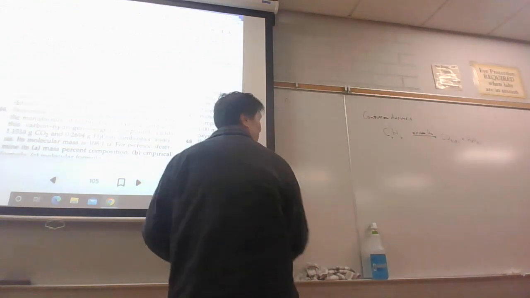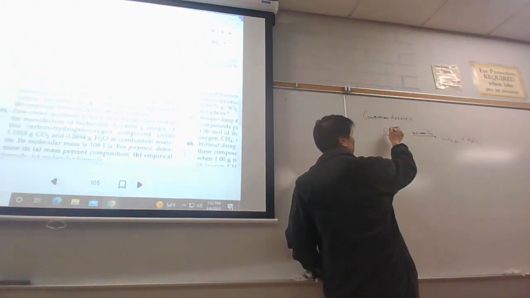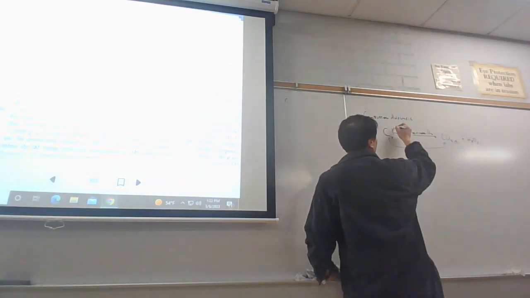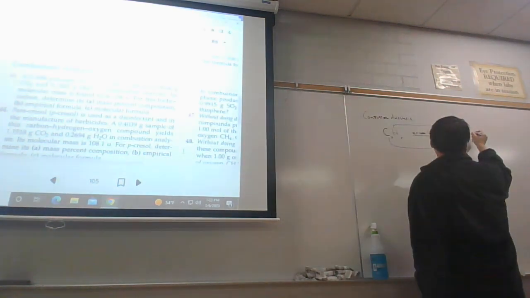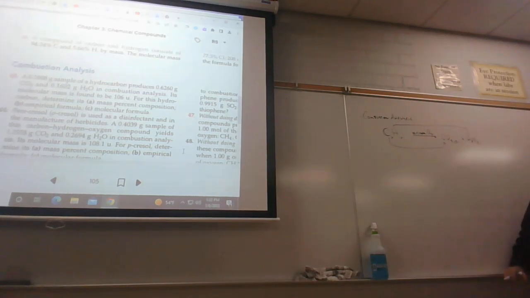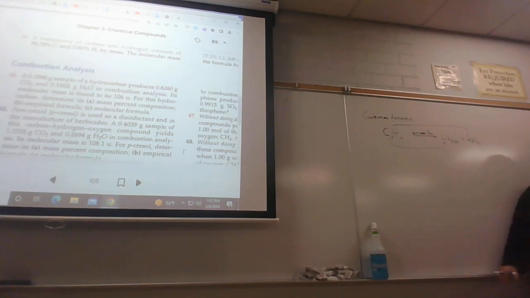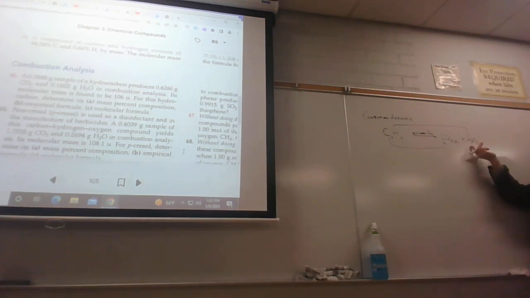So if we burn a hydrocarbon like this, all the carbon in the hydrocarbon ends up in CO2, and all the hydrogen ends up in H2O. So if we can figure out how much CO2 we formed, we can figure out how much carbon there was in our original compound. And the same thing with H2O. If we can weigh out how much H2O forms, then we can figure out how much of that came from at least the hydrogen in the original compound.